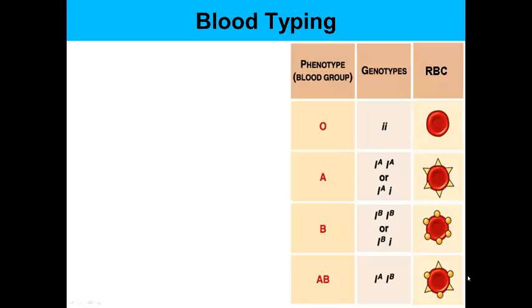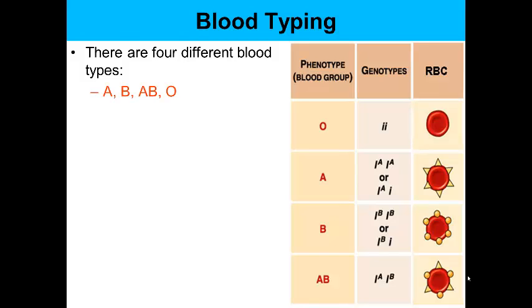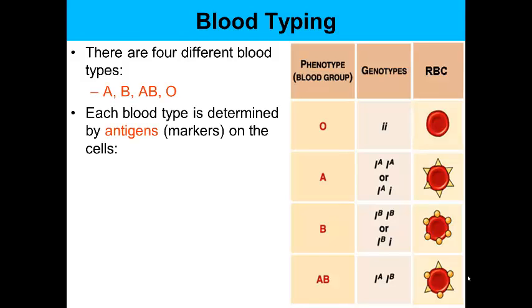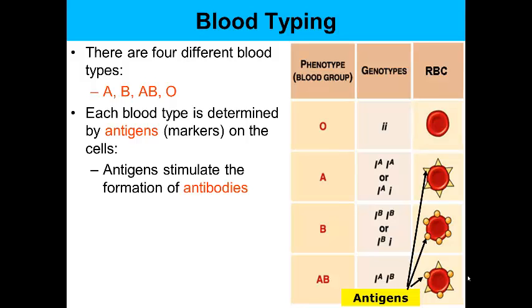The next topic that we will be discussing is blood typing. There are 4 different blood types: A, B, AB, and O. Each blood type is determined by the antigens or markers that are on the surface of their cells. If you look at the picture, the antigens are represented by the triangles and the circles. Antigens stimulate the formation of antibodies.